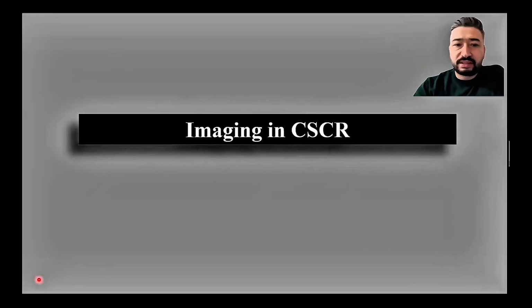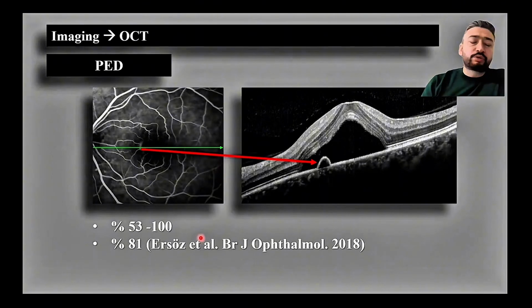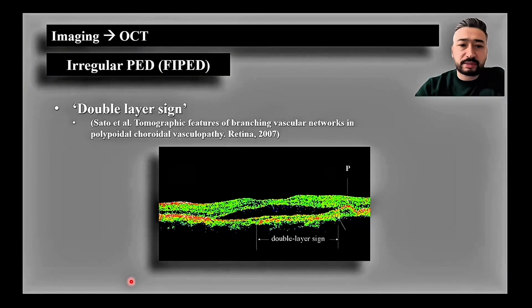Let us look at disease imaging. The imaging method that we use most often here is optical coherence tomography. The most common finding we see here is pigment epithelial detachment. In our study, we reported it as 81%. Studies report pigment epithelial detachment between 53 and 100%.